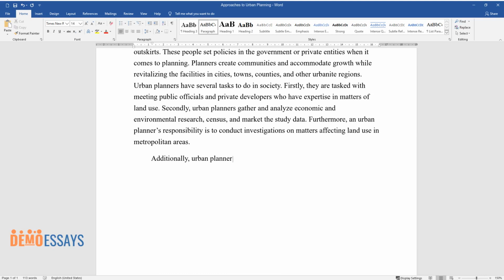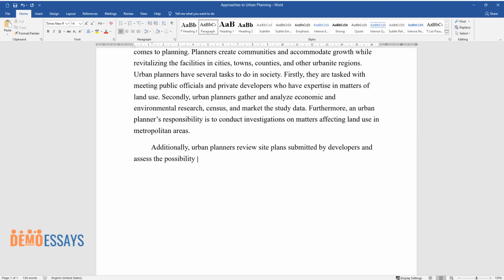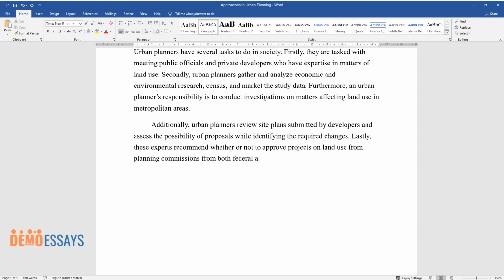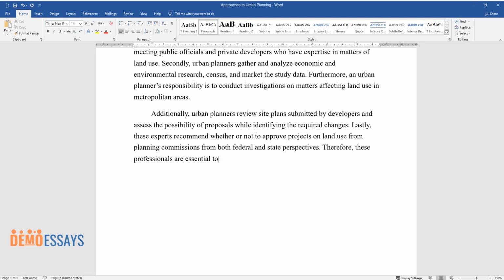Additionally, urban planners review site plans submitted by developers and assess the possibility of proposals while identifying the required changes. Lastly, these experts recommend whether or not to approve projects on land use from planning commissions from both federal and state perspectives. Therefore, these professionals are essential to any community due to the technical role they have.